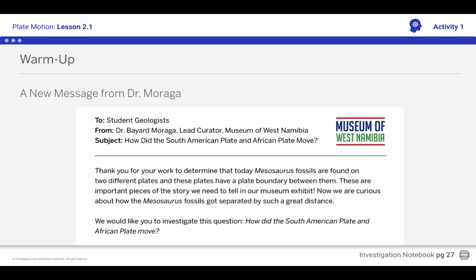So the warm-up today is a message from Dr. Moraga. And he says, thank you for your work determining that today Mesosaurus fossils are found on two different plates, and these plates have a plate boundary between them.